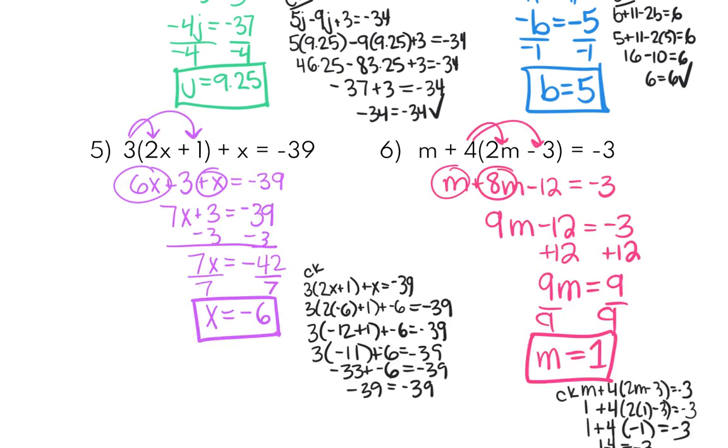And here are our answers for 5 and 6. We have x equals negative 6 and m is equal to 1.